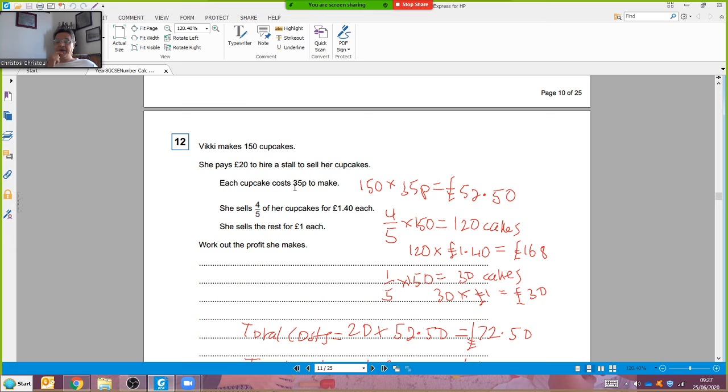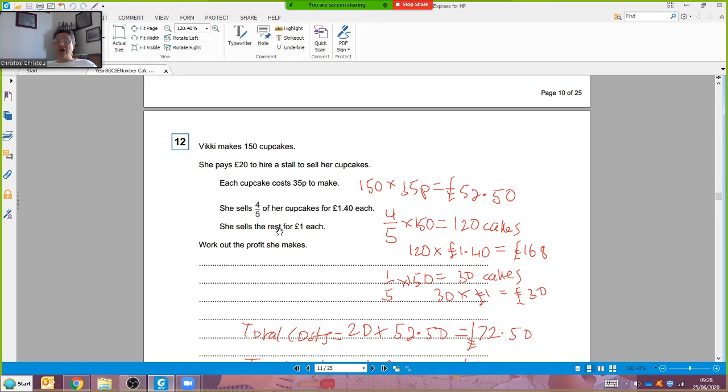Now we stop and get a mark. What's it going to cost me? Well, 35p times 150 comes to 5,250 pennies. Hey, pounds. £52.50. Get a mark. She sells 3/5 of her cakes for £1.40 each. 3/5 of what? Well, 3/5 of those number of cakes. So first work out 4/5. 4/5 of 150 is 120 cakes. And what's she going to sell them for? £1.40. So 120 times 140 is £168 worth of sales.